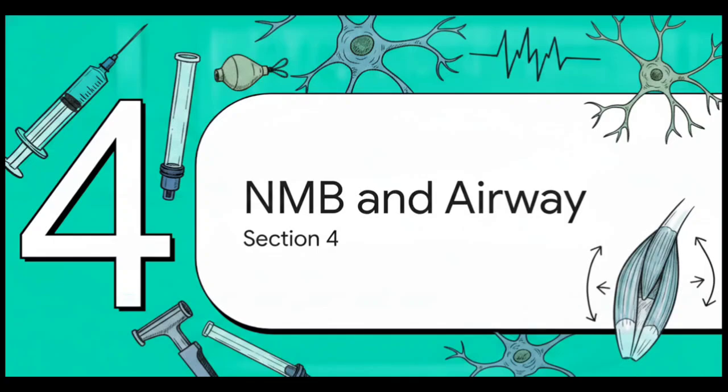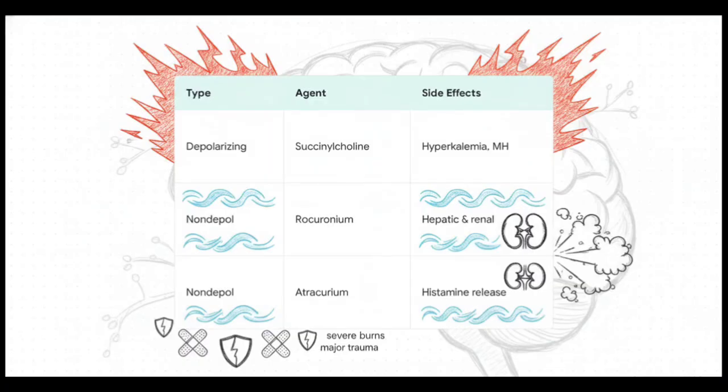Section 4, Neuromuscular Blockade and Airway. The differences between paralytics are wild and highly testable. Succinylcholine is the only depolarizing agent we use clinically. It acts lightning fast, like in 60 seconds, but it carries massive risks. We're talking hyperkalemia and triggering malignant hyperthermia.